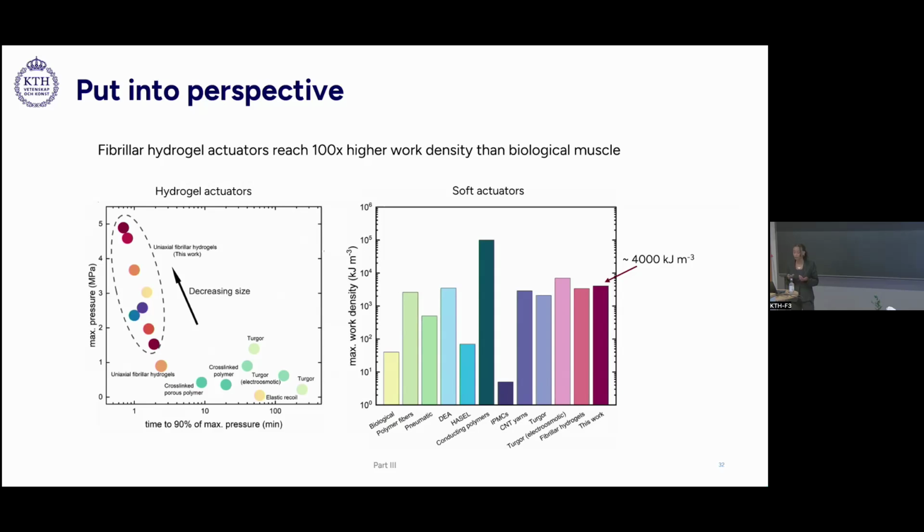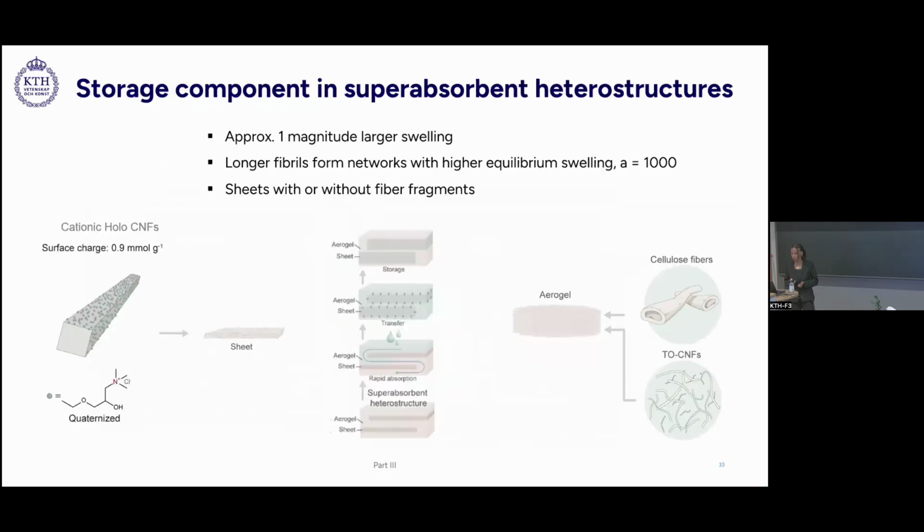So this was one example of how we can use this anisotropy to make actuators, but these systems can also be used in modern hygiene products, which brings us to the last project. So in the final project, we prepared a superabsorbent heterostructure, and this really just means that we used two separate cellulose-based structures and combined them to form our superabsorbent. And as the storage component here, we used cationic holo-CNF sheets, and we chose cationically charged because they demonstrate higher swelling than anionic charges at equivalent charges.